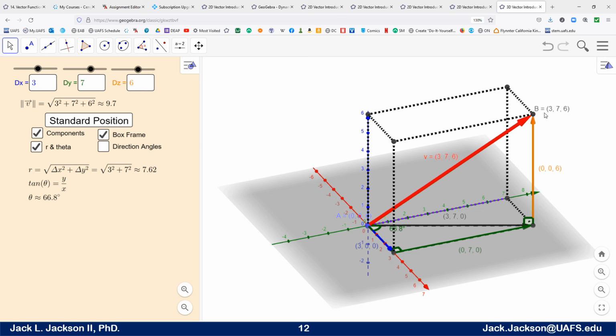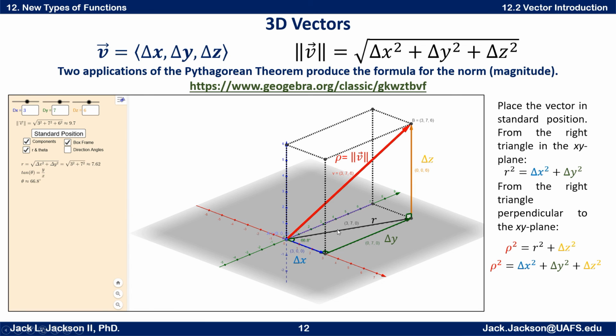Now we also have a right triangle coming up this way, and we can use that to get the length across here. And then we have the theta down here, which is the angle that this projection makes with the x-axis. Okay, so let's go back to the PowerPoint for a minute. If I call this distance delta x and this distance delta y, and this is r, we have a right triangle going on there. So the Pythagorean theorem says that r squared equals delta x squared plus delta y squared.